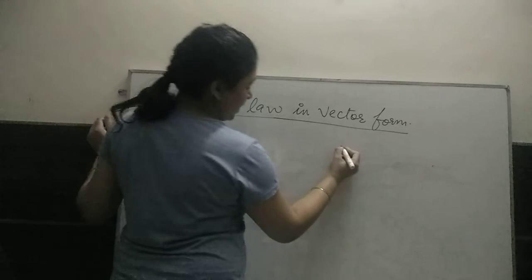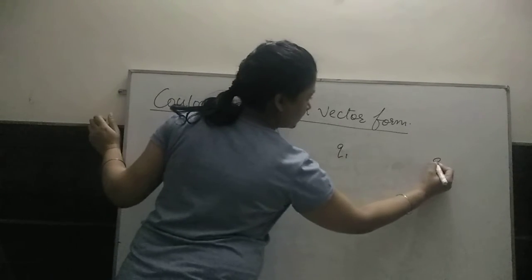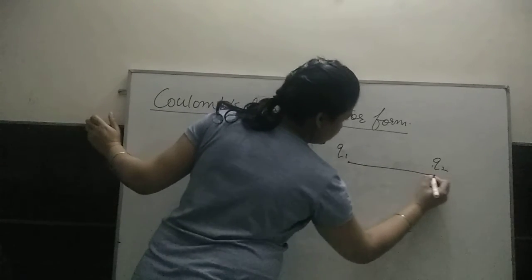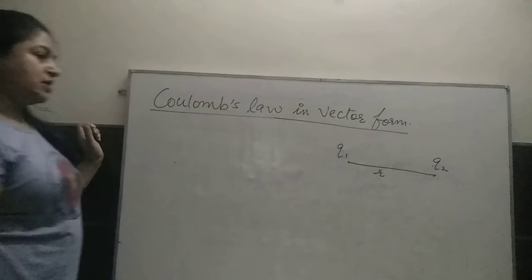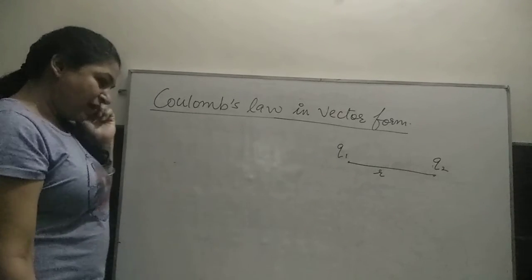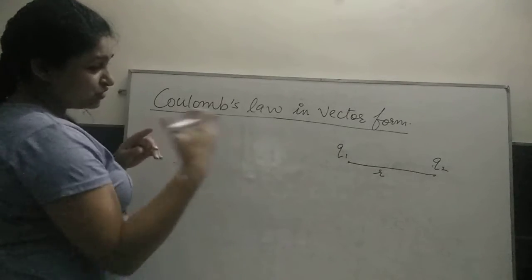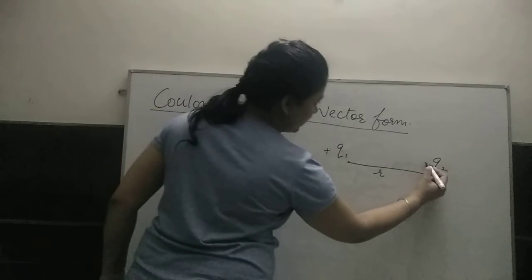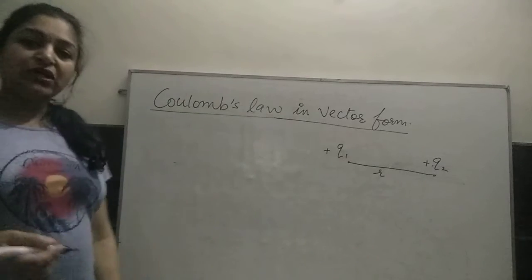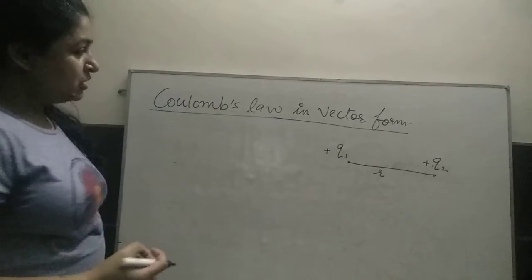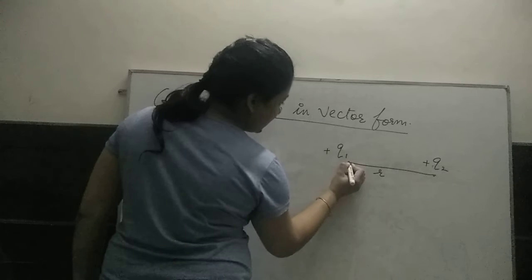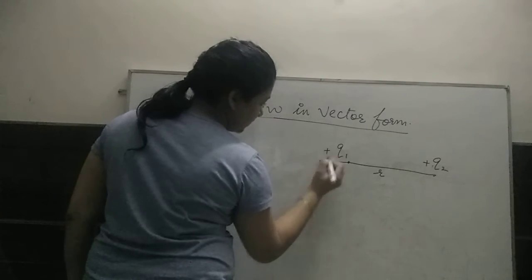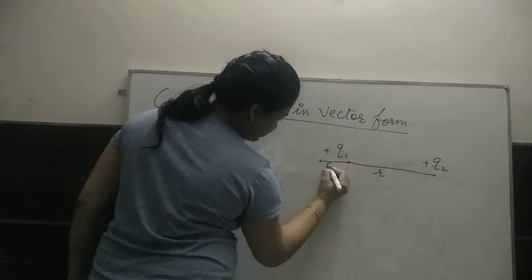Now let us consider we are having two charges Q1, Q2, and they are separated by some distance R. Now because we need to have the directions here, we need to see what are the types of the two charges. Let us first consider the case where both of the charges are positive charges. And we know that the positive charges will repel each other. So let us consider the force on charge 1 due to charge 2 is F12.